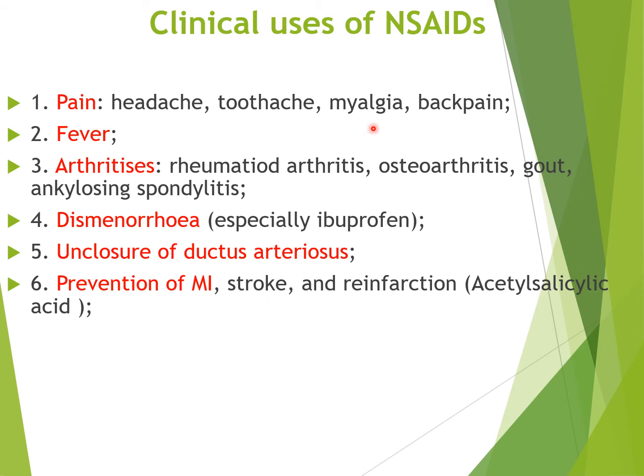Clinical uses of NSAIDs. So in what disease will you administer this group of drugs? We use it in pain: headache, toothache, myalgia, back pain. In the case of fever, during sickness, arthritis, rheumatoid arthritis, osteoarthritis, gout, which is also accompanied by the symptoms of arthritis, and also ankylosing spondylitis.